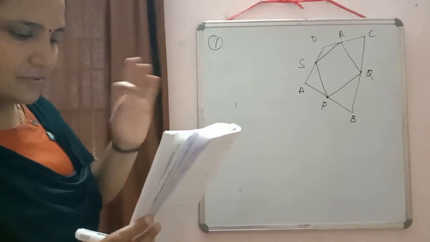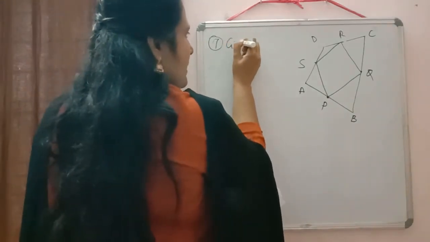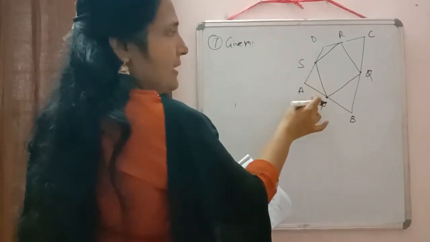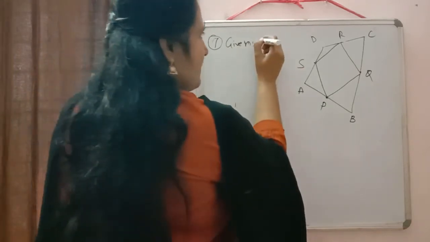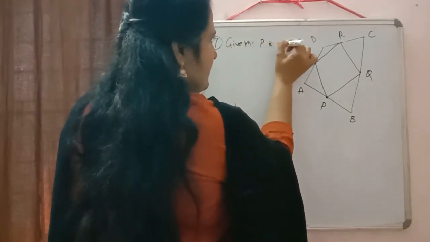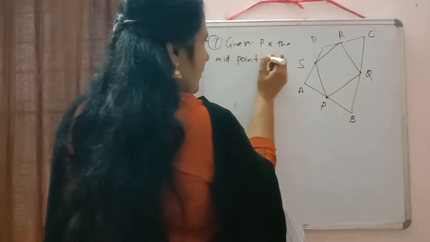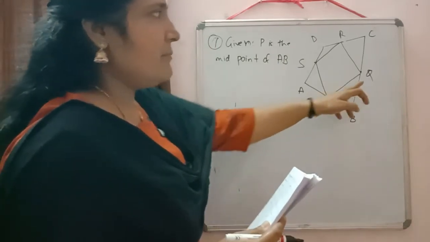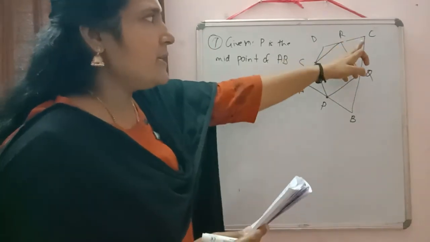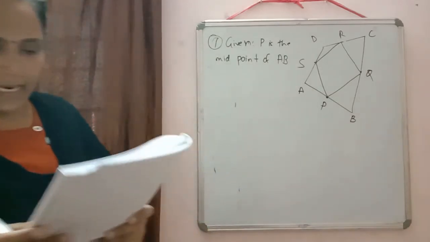Correct? So just write down the condition. What is given, you just write down yourself. It is given P, Q, R and S are the midpoints, or you can write separately also. P is the midpoint of AB. In the same way you can write down for all. Q is the midpoint of BC, R is the midpoint of DC and S is the midpoint of AD.